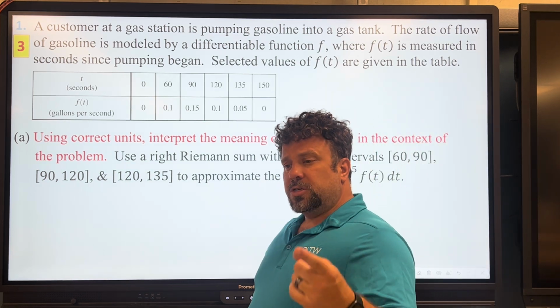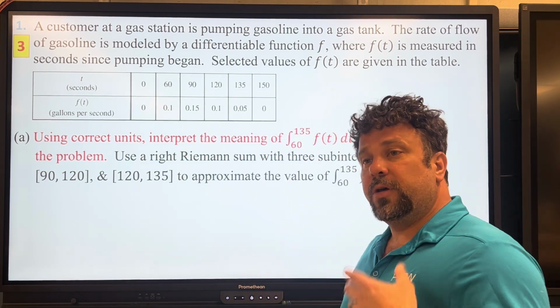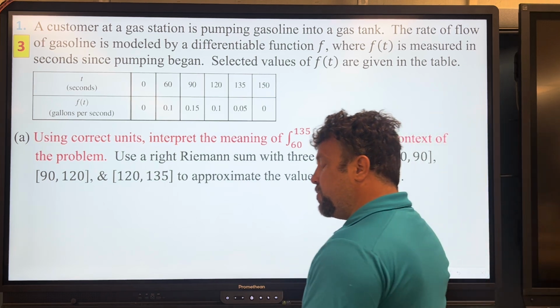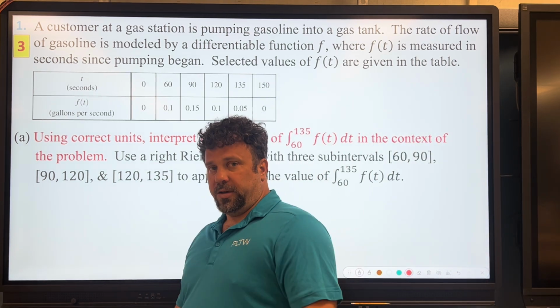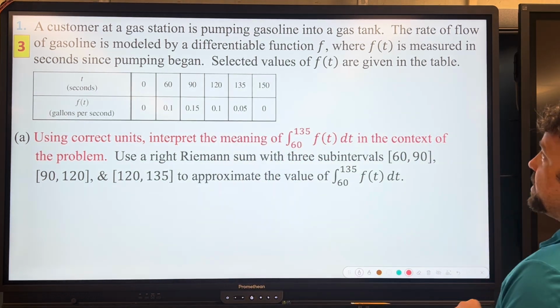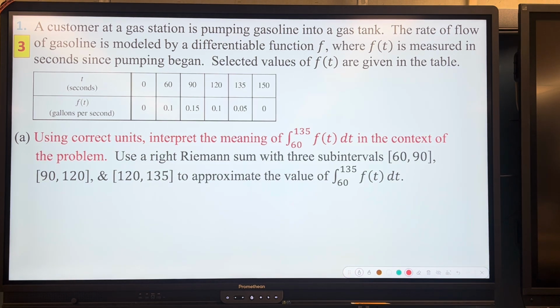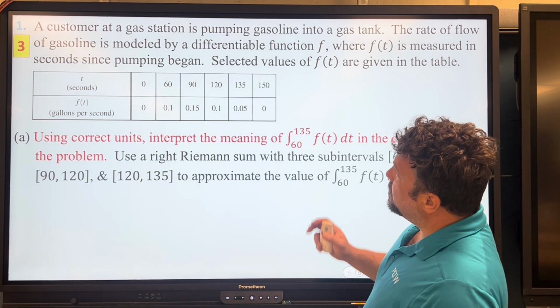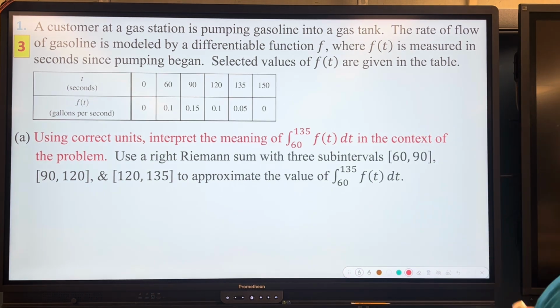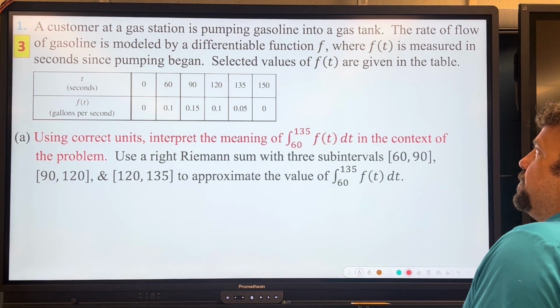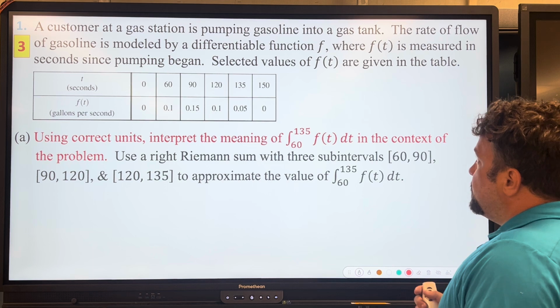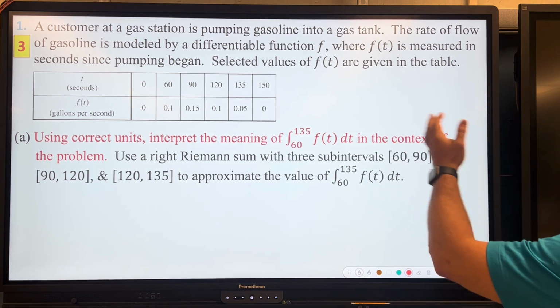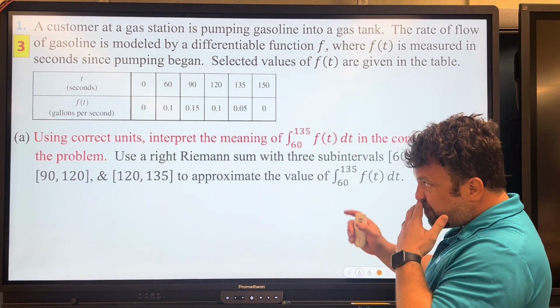Once again, for question 1 and question 2, you can use a calculator, and you get 30 minutes. Questions 3, 4, 5, and 6, you cannot use a calculator. A customer at a gas station is pumping gasoline into a gas tank. The rate of flow of gasoline is modeled by a differentiable function f, where f of t is measured in seconds since pumping began. Selected values of f of t are given in the following table. You've got the seconds and the gallons per second.